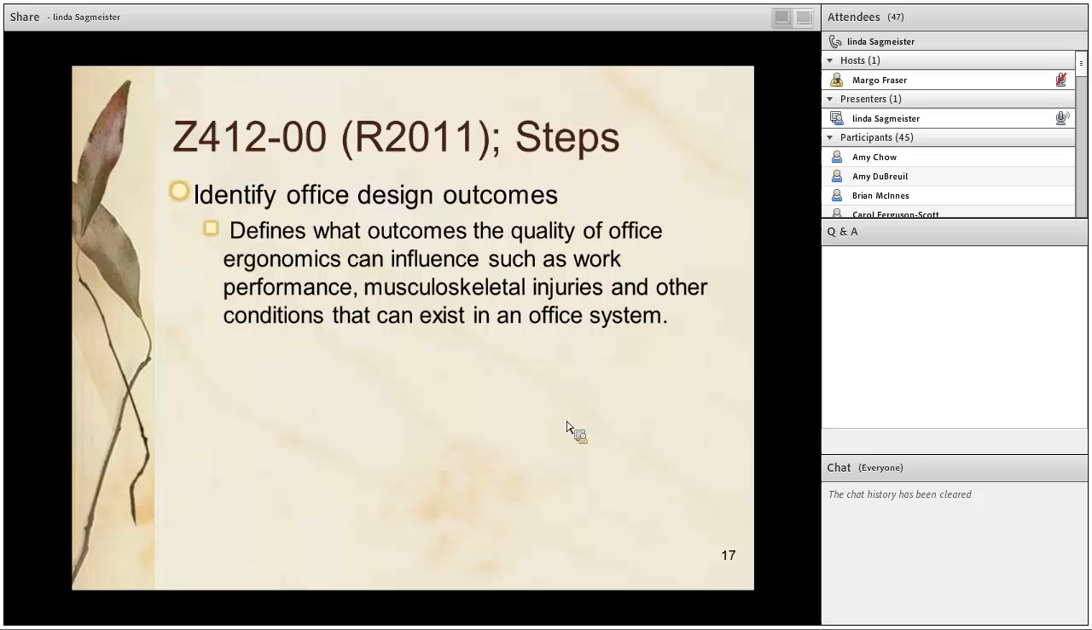This whole standard can be used by somebody who's about to design an office, somebody making changes to one, or people who are just trying to understand a little more about ergonomics itself. And it falls in that way. Z1004 talks about the same thing from a management perspective.